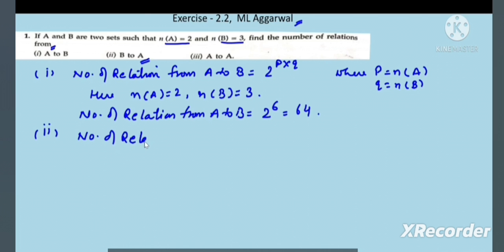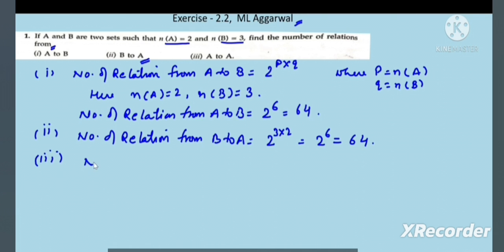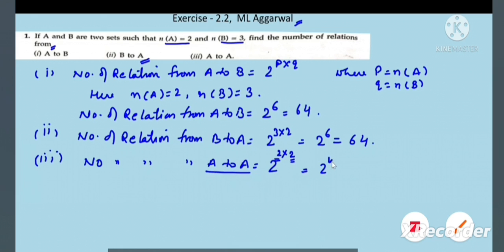Now we need to find out the number of relations from B to A. So the order of the set B is 3 and the order of A is 2, so it is 2 to the power 3 into 2, same as before. Now for the set A to A, it is 2 to the power of 2 into 2, that is 2 to the power 4, that is 16.